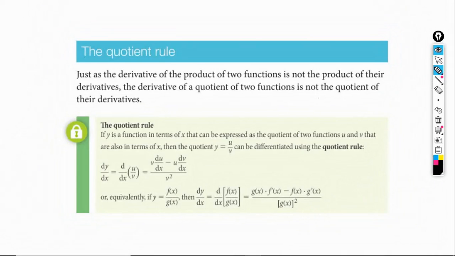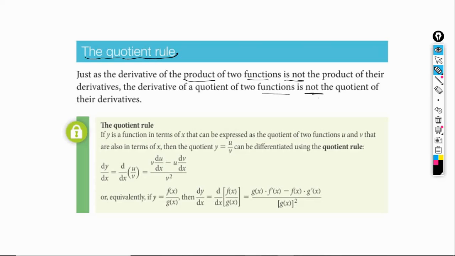All right, so here we are with the quotient rule. And here's an important note. Just as the derivative of the product of two functions is not the product of their derivatives, the derivative of a quotient of two functions is not the quotient of their derivatives.